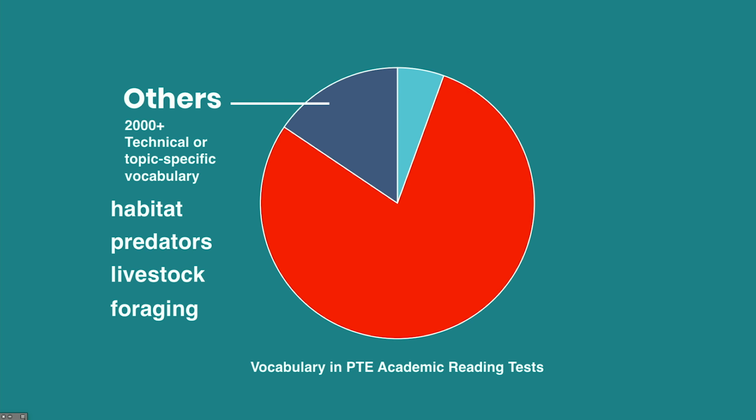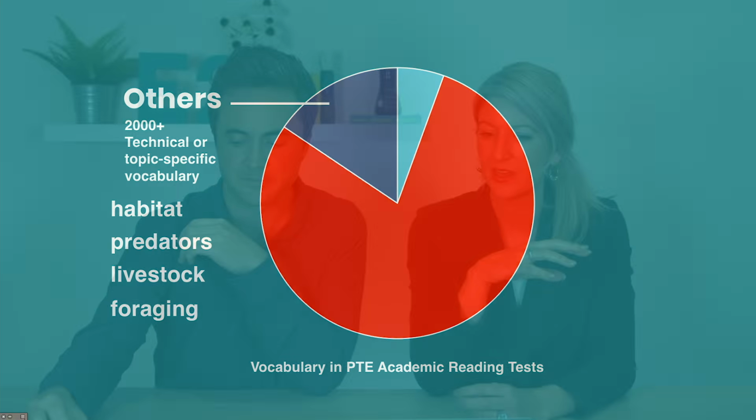And what about this other portion of the pie here? So then there's everything else. So that's basically everything that's not on the academic word list and not in the first 2,000 words. But we tend to talk about these as technical or topic specific vocabulary.